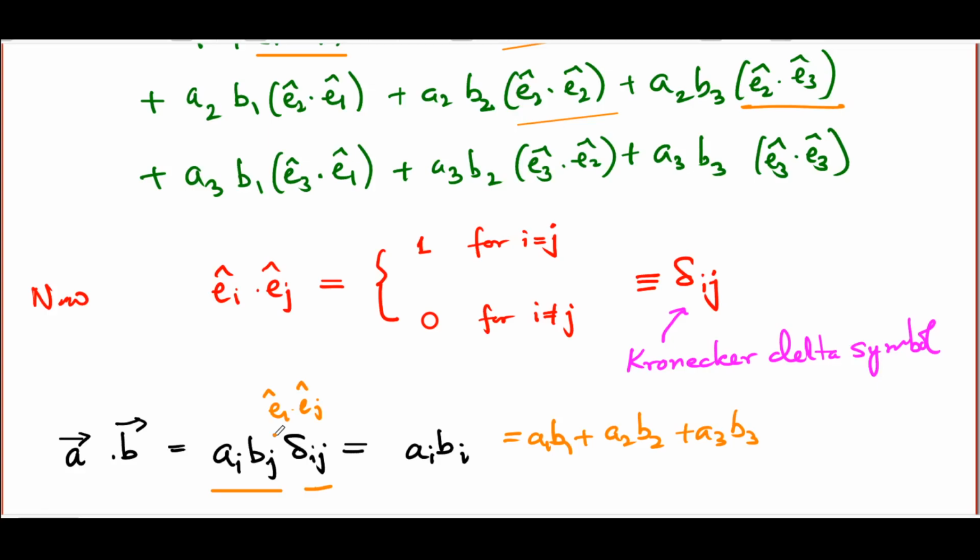Now, this is a formula for the dot product which should be very, very familiar to all of you. If you are taking the dot product of two vectors for which you know the Cartesian components, you just multiply the components together and then add them up. And that's what this formula is telling you. All we have done is use the delta ij symbol to shorten the calculation in between.